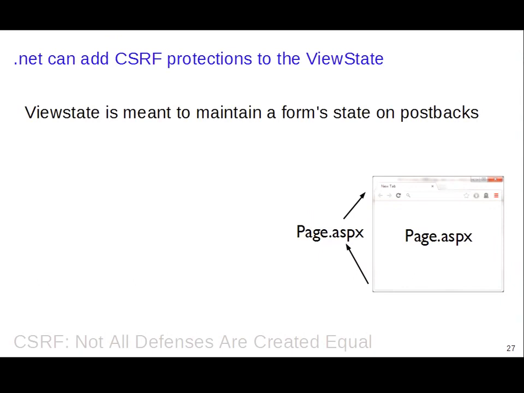So this will sound weird to the non-.NET people. In .NET, there's a view state. View state is a variable put in a hidden form field, and it's meant to maintain your state within a form if you're in a page filling out information.